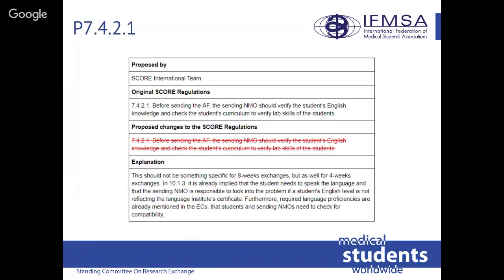Regulation 7.4.2.1 says, before sending the application form, the sending NMO should verify the student's English knowledge and check the student's curriculum to verify lab skills of the students. We want to remove this regulation, considering that this is not something specific for 8-week exchanges, but also for 4-week exchanges. In Regulation 10.1.3, it's already implied that the student needs to speak the language and that the sending NMO is responsible to look into the problem if a student's English level is not reflecting the Language Institute certificate. Furthermore, required language proficiencies are already mentioned in the exchange conditions that students and sending NMOs need to check for compatibility and for application. So the idea is that this is a little bit irrelevant, so we want to remove it once more.